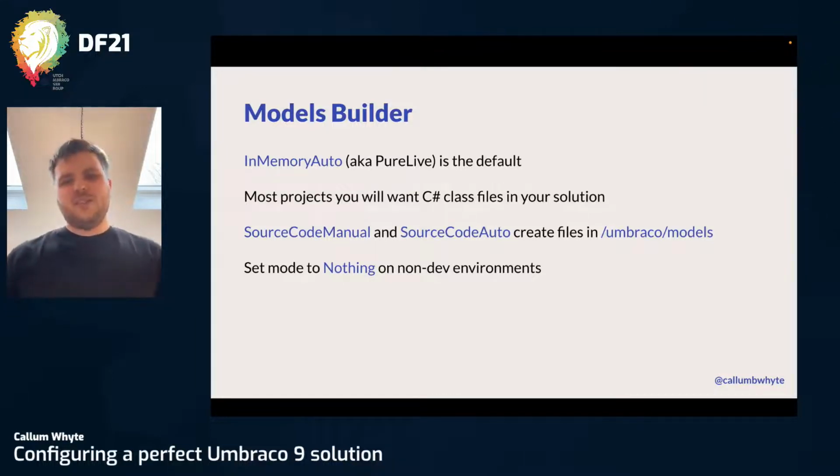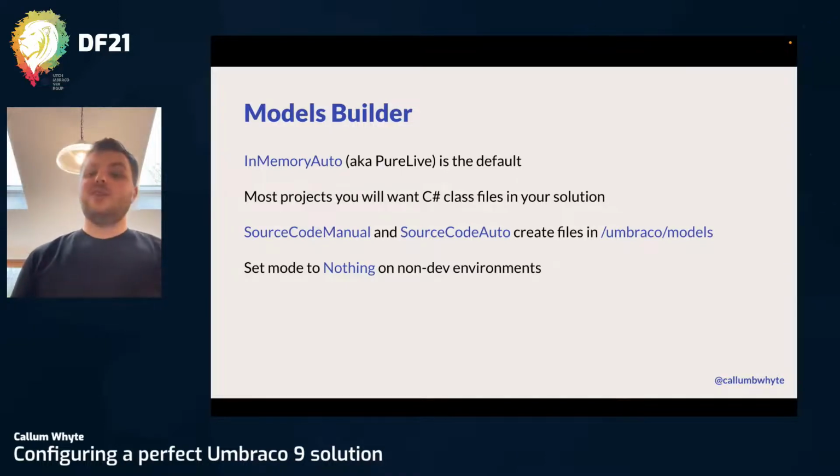whilst the files would get generated into the app data folder where they couldn't actually be compiled, now they get generated into a folder called Umbraco/models, which sort of makes sense. Umbraco owns those models. They are serializations of entities that exist in the Umbraco database, so it kind of makes sense that they live there. So we enable source code auto and let the files get generated into that Umbraco/models folder now.